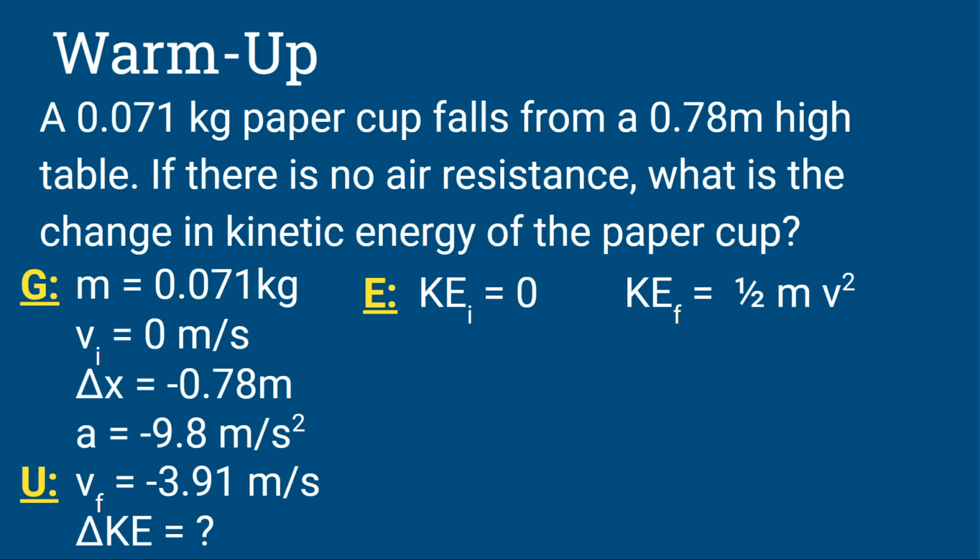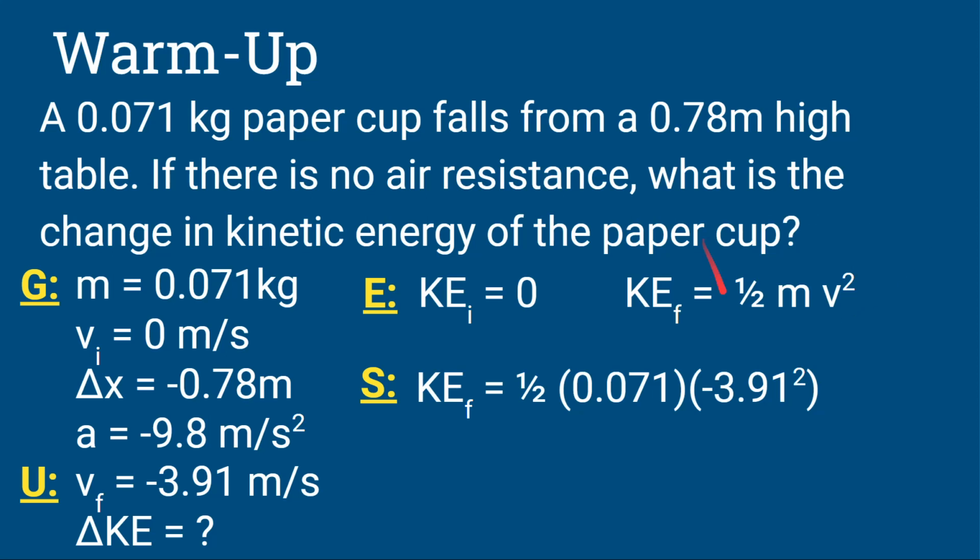Again, final velocity is not what we're looking for. We want change in kinetic energy. My initial kinetic energy was 0. My final kinetic energy I can calculate, 1/2 mv squared, and that's what we're going to do. We're going to substitute it in, and here's what I meant.